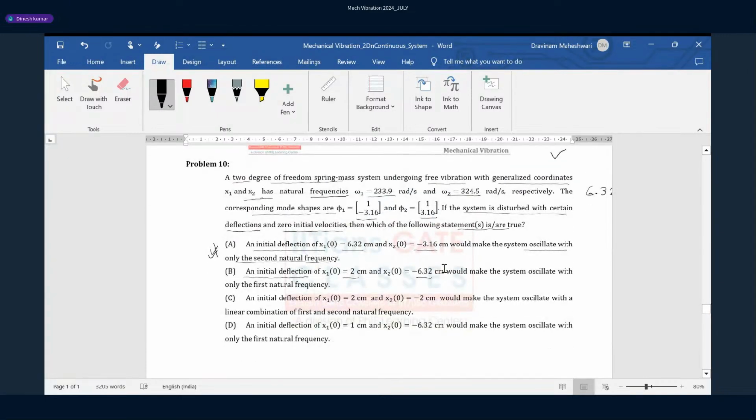This is correct, right? So option B is correct. Okay, option B is correct. Now, if option B is correct, option D cannot be correct, right? Guys, read. If option B is correct, option D cannot be correct. Yes or no? Because again they told the system vibrates only in first natural frequency. So if the system vibrates in first natural frequency, that means these cannot be your initial displacement because already B is true. Clear? Everybody, yes or no?